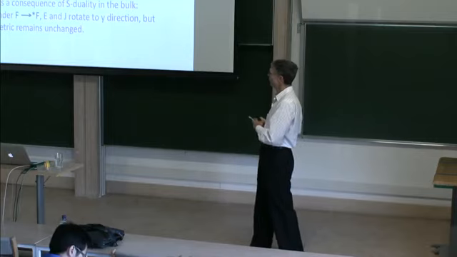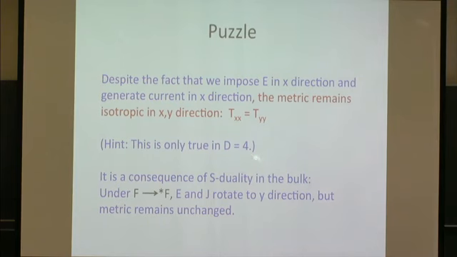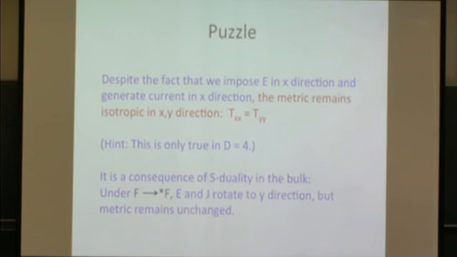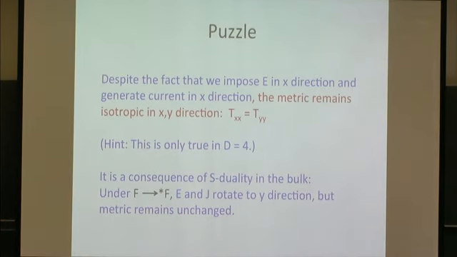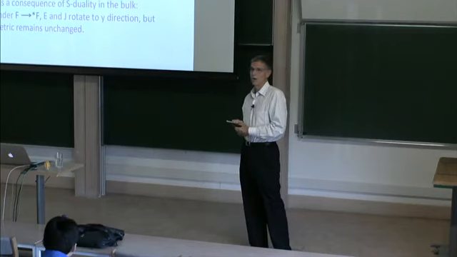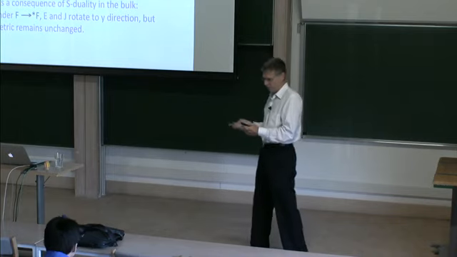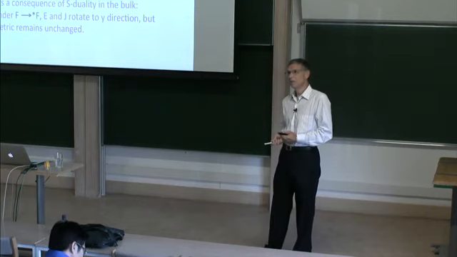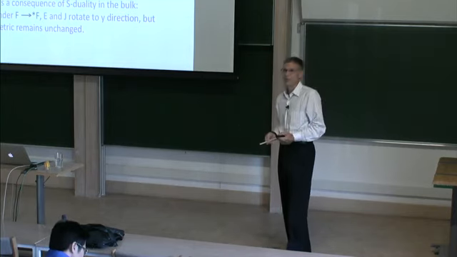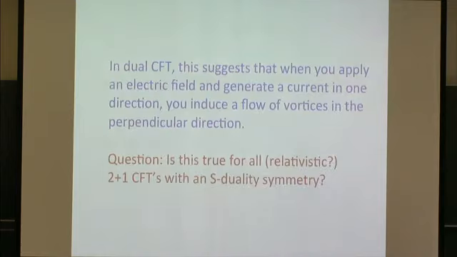Well, a hint comes from the fact that this seems to be true only in 4 dimensions. And in fact, it's easy to see it's a consequence of S-duality, or electromagnetic duality, in the bulk. Because under this transformation of F going to the dual of F, with our ansatz for F, the electric field and the induced current rotate from the x direction to the y direction. And the metric stays totally unchanged. So S-duality implies that the pressures have to be equal. But that's an answer from the gravity side. What's the explanation from the dual CFT side? Well, we don't know.